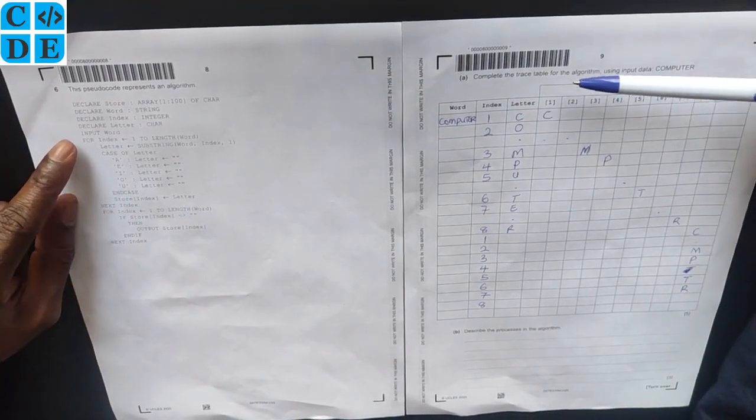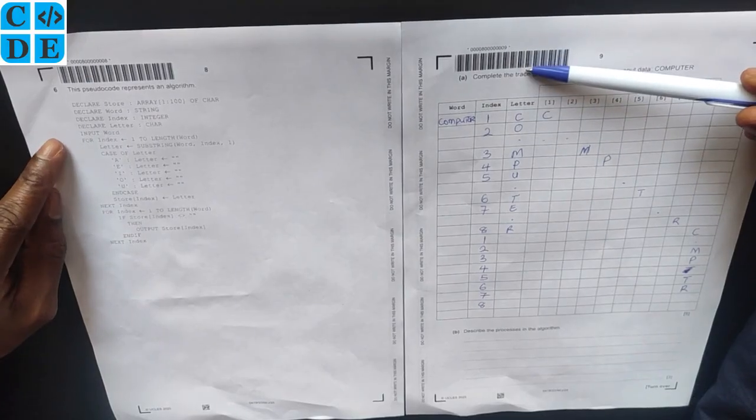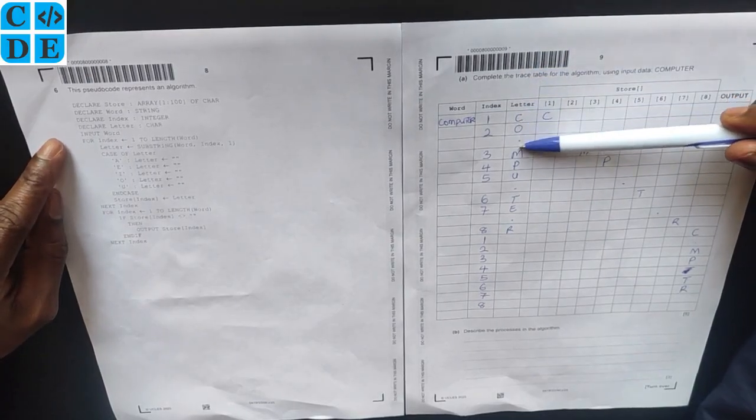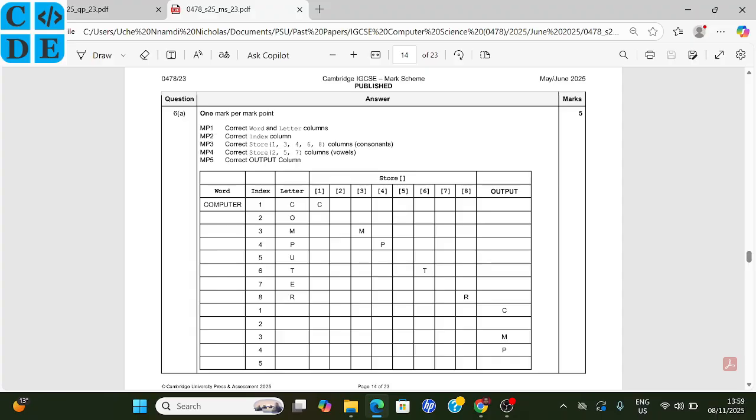From the mark scheme, you would see that when we mark columnly. Now if you look at the mark scheme here, you would realize that the mark points are based on columns. You see, correct word and letter columns. So 1 mark for correct word and letter. So we're looking at the columns.